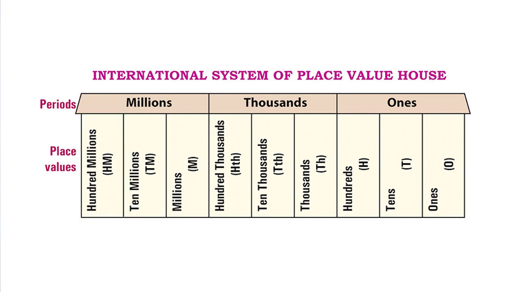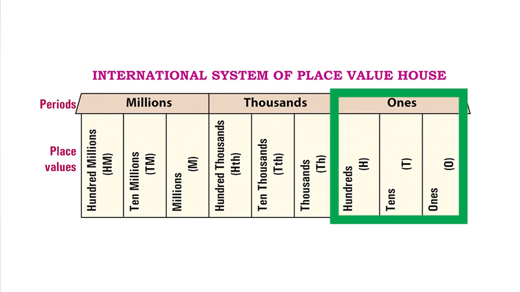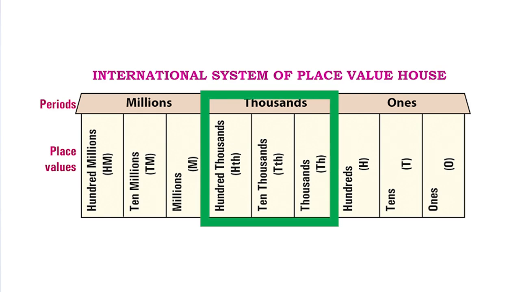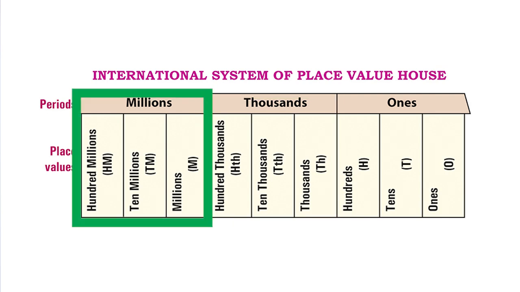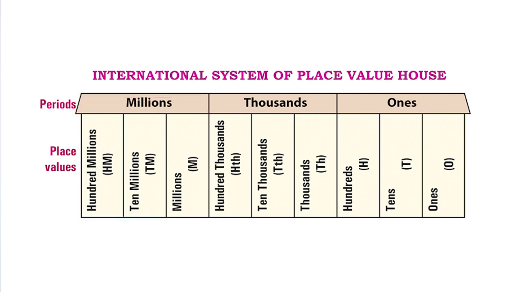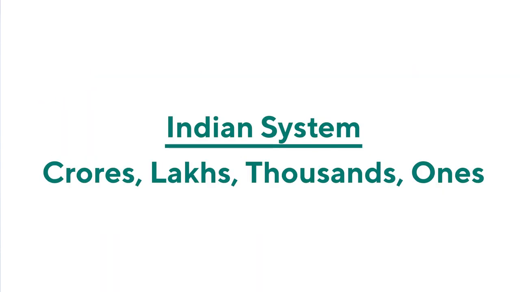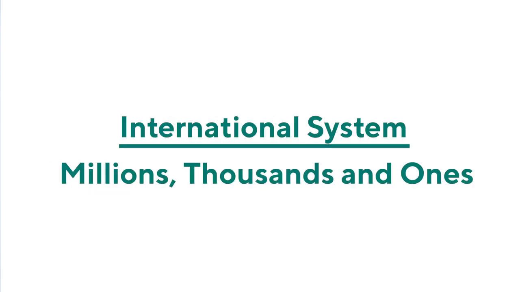And now let's look at the periods. Ones, tens, hundreds are grouped together as ones period. In the thousands period, we have thousands, 10,000s and 100,000s. In millions, we have millions, 10 millions and 100 millions. Here, we have groups of 3. So, in short, the periods in the Indian system are crores, lakhs, thousands and ones, whereas the periods in the international system are millions, thousands and ones.